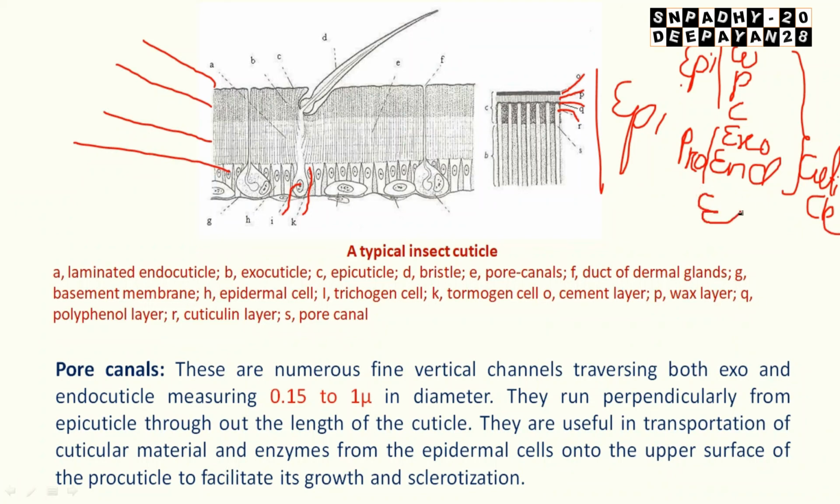Below that what will come? Epidermis. Below that what will come? Basement membrane. So how have we started? Basement membrane, epidermis, cuticle. Cuticle is again divided into epicuticle and procuticle. Procuticle is again divided into exocuticle and endocuticle. Epicuticle is again divided into cement layer, wax layer, polyphenol layer, cuticulin layer. Like this, the integument is divided.